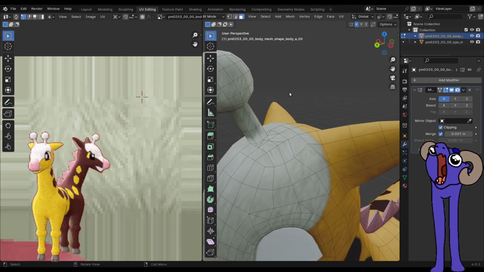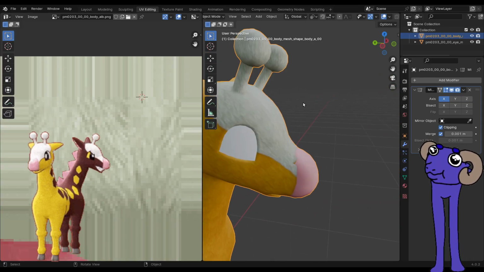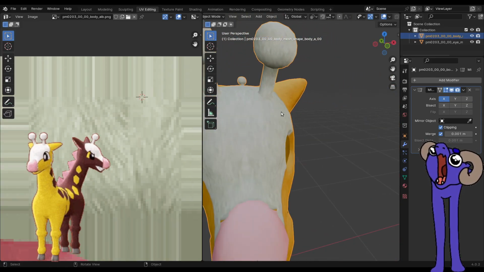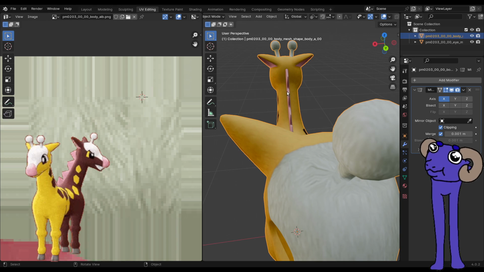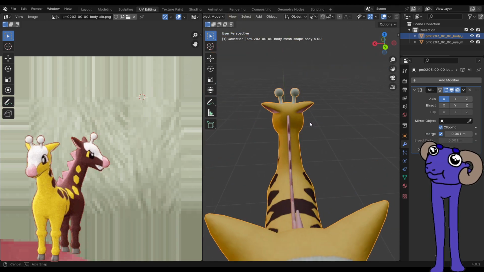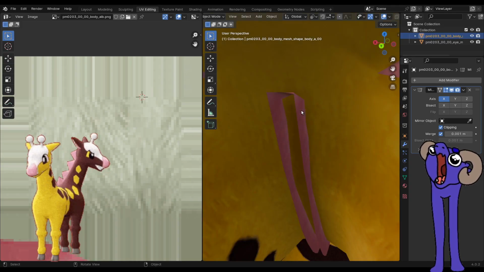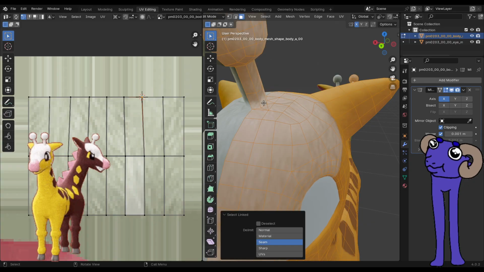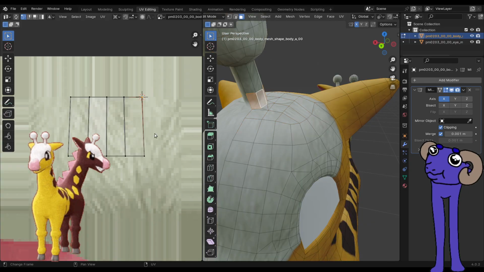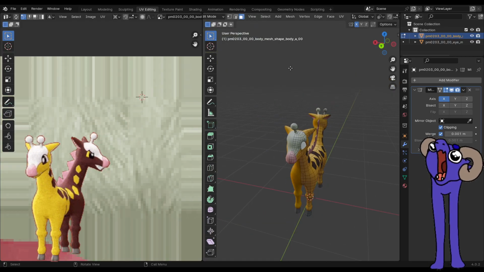Why does that still look a bit weird? Is it the same as these now? No, it is not. It's absolutely not the same. What have I done wrong? I've done something. Does it only look weird because it's mirrored? You know what? Close enough. It's fine.